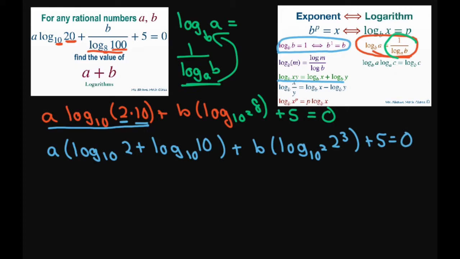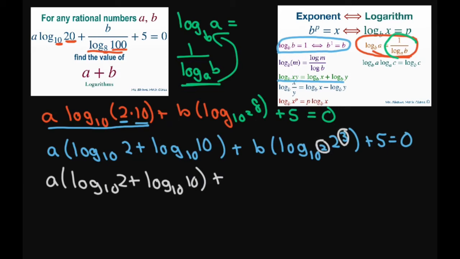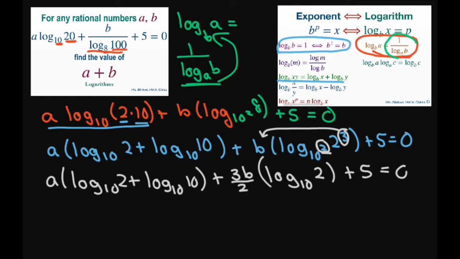All right. I'm going to copy this down real quick because this one's good to go. For this part here, this is a root and this is a power. So using your power principle, I'm going to move the 3 out, but the 2 is going to be 1/2. So we're going to write this as 3 times b, and the 2 is a root part, so that's divided by 2. All right, and then we're going to just have log base 10 of 2. All right, and then we have the plus 5 equals 0.